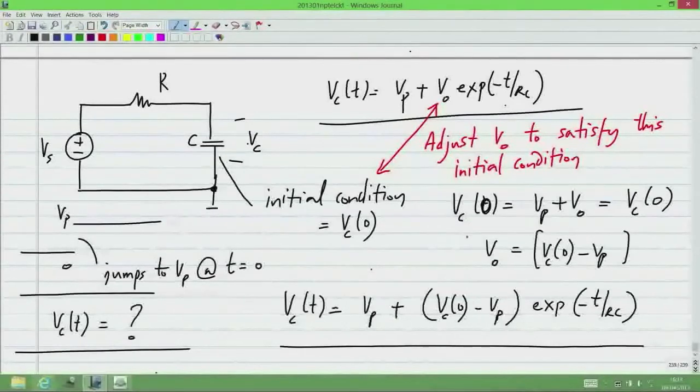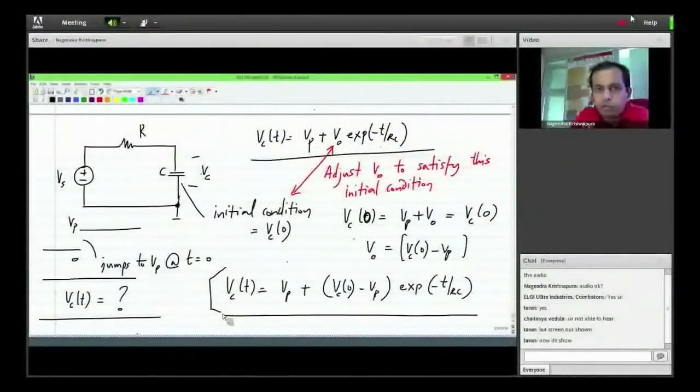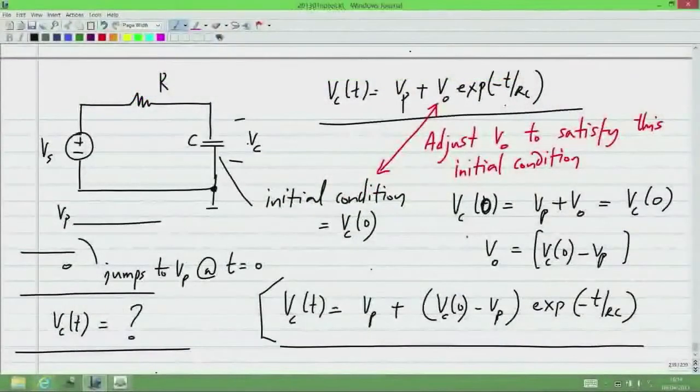Now we'll spend some time discussing this equation. This is the general form of equation of the step response, that is response to a stepped input, whether it be voltage or current, for an RC circuit, for a first order circuit. The RC circuit we have is an example of a first order circuit. By first order, what I mean is the equation describing this is a first order differential equation. So let's look at this some more carefully.